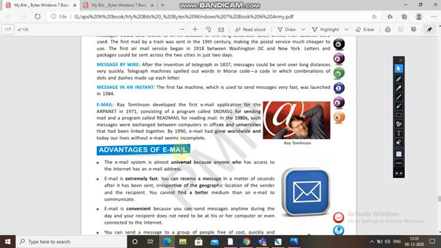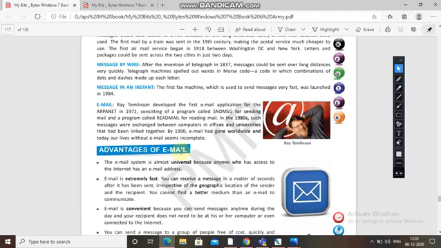Then email was introduced. Ray Tomlinson developed the first email application for the ARPANET in 1971, consisting of a program called SNDMSG for sending mail, and READMAIL for reading mails. In the 1980s, such messages were exchanged between computers in offices and universities that had been linked together. So these all are the methods which people used in older times.